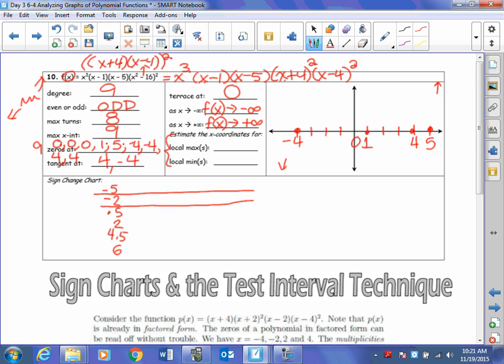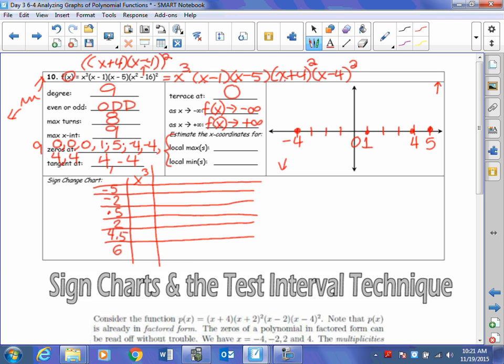Okay? And you're going to fill in at the top what? The factors. Any degree that's higher than 1, you want to write the whole thing, you want to write the factor out as the degree. So I have x cubed, and then I have an x minus 1. I have an x minus 5. It doesn't matter what order you go in. I have an x minus 4 squared.